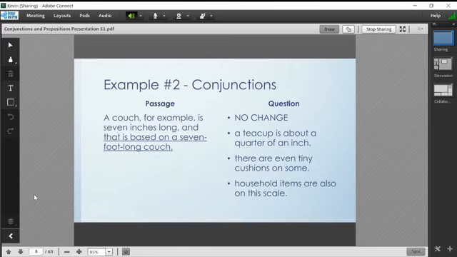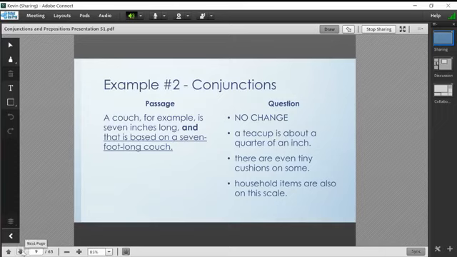So here we have a couch, for example, 7 inches long, and that is based on a 7-foot long couch. Okay, so again, we want to be looking for any kind of conjunction because we want to be looking for our parallel structure. So we notice we have that word and. So again, what comes before the and must match what comes after the and. And again, I'm not just focusing on what's underlined and just looking at these options, which wouldn't necessarily sound the best. What matches up before has to match what comes after.